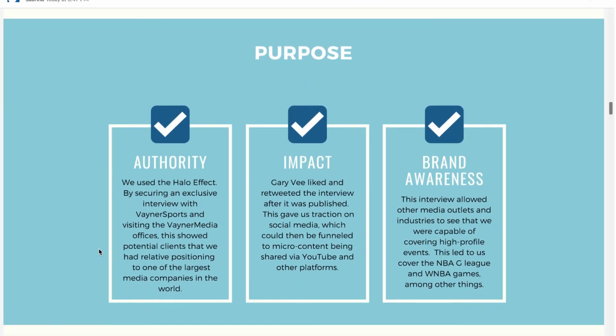Now, purpose, what did we do? Well, we actually had it in 3 different ways, and we had it in this progression. Number 1, authority. We used the halo effect by securing an exclusive interview with Vayner Sports and visiting Vayner Media. From there, we showed potential clients that we had a relative positioning to one of the largest media companies in the world, right? So we knew what we were going to do with that content.